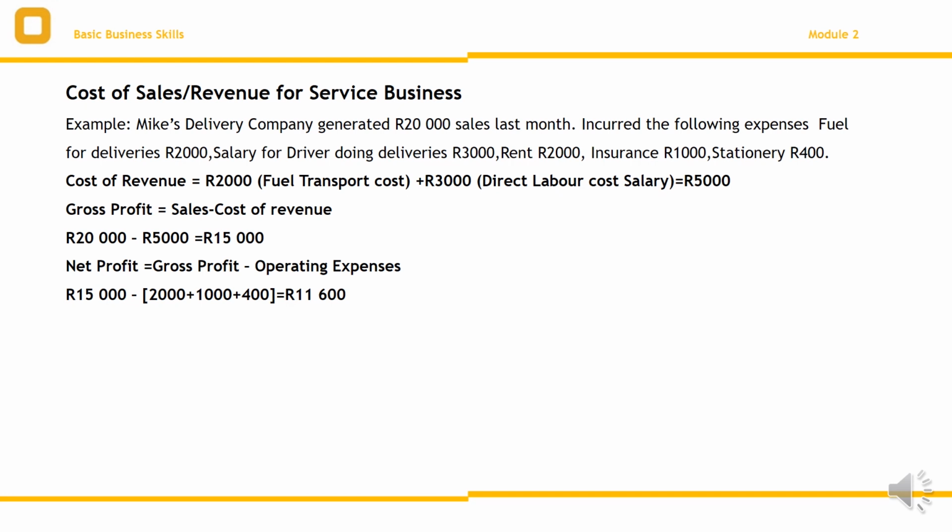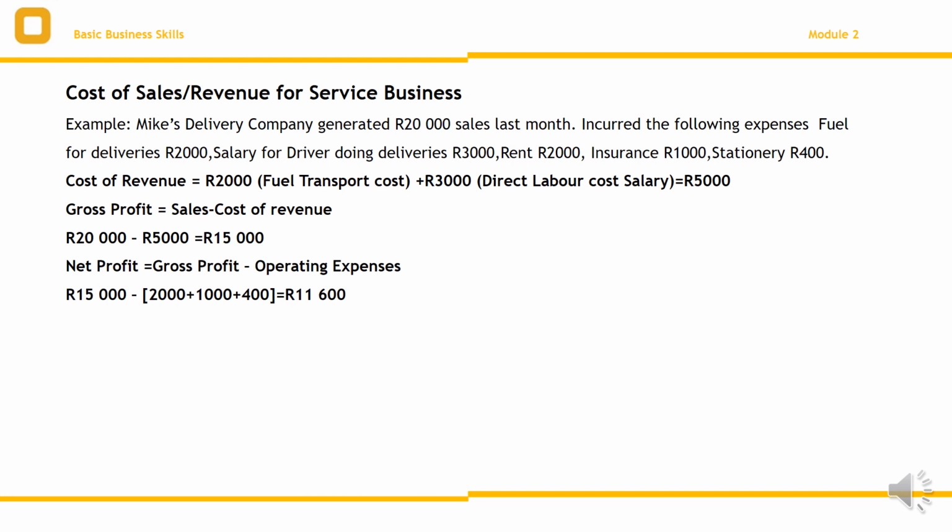The rest of the other expenses, he has to incur them, but they're not necessarily as a result of him delivering or rendering the service. So to calculate his cost of revenue, we are going to add the 2,000 Rand as well as the 3,000 Rand, and that is going to be his cost of revenue for rendering this service, which is going to be to the value of 5,000 Rand.